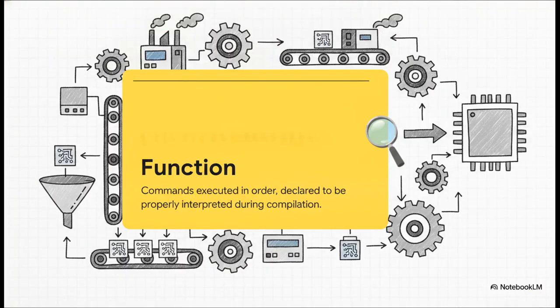I want you to think of standard functions as mini machines within a much larger factory. They take specific inputs, they process them in a highly organized way, and then they perform a specific task or spit out a result. Every single program you write is essentially going to be a collection of these mini machines working together. But here's the catch. For the compiler to actually understand them, they have to be properly declared.